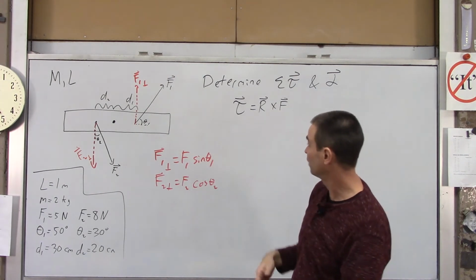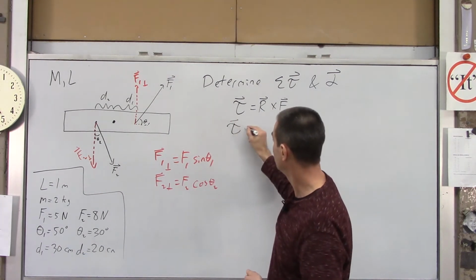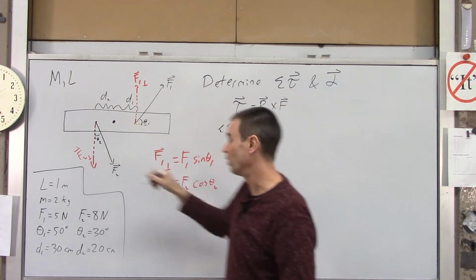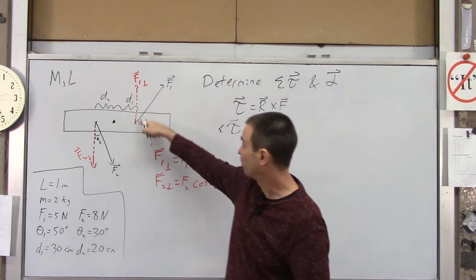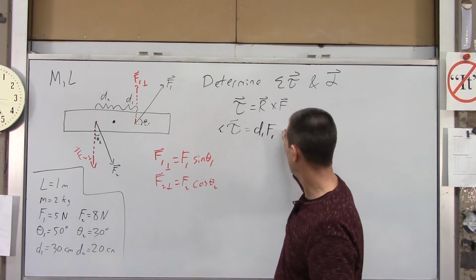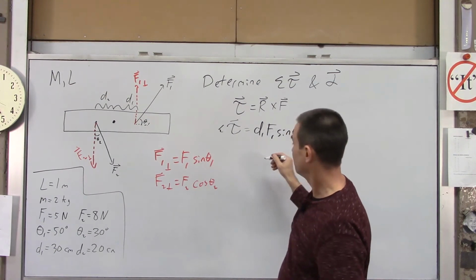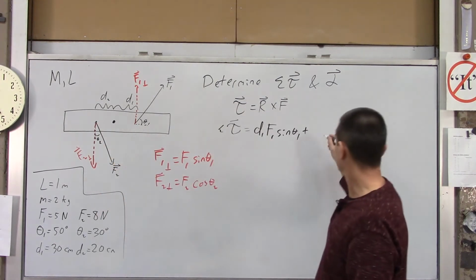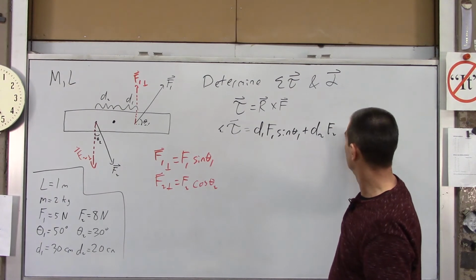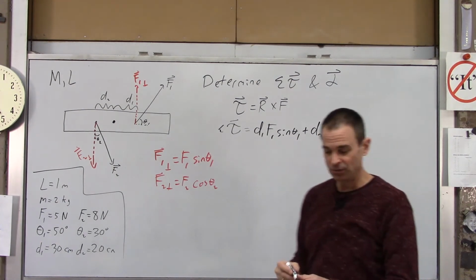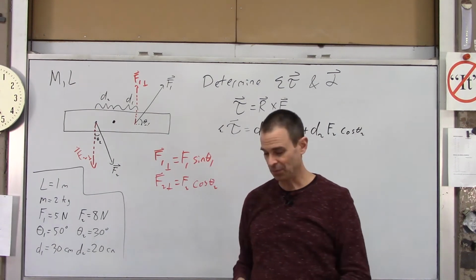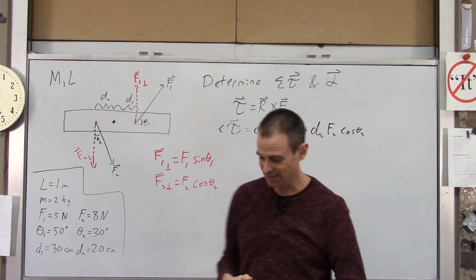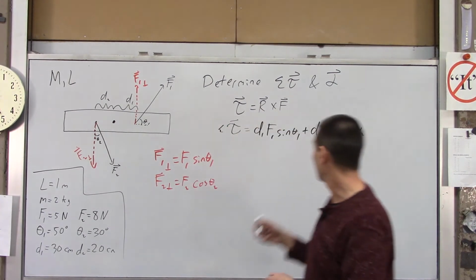Now I've got two forces causing torque, so the net torque is going to equal R1 F1. R1 is simply D1, so I've got D1 times the perpendicular component of F1, so F1 sine theta 1, plus D2 times F2 cosine theta 2. So if you're asking for the net torque acting on the rod, in terms of just the variables given, that's it.